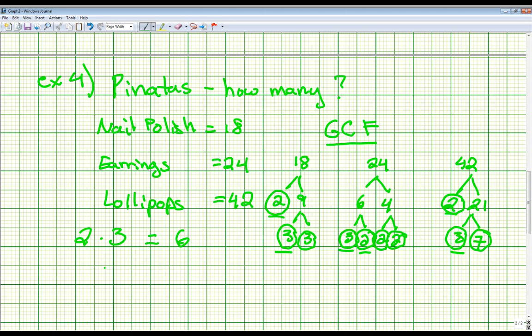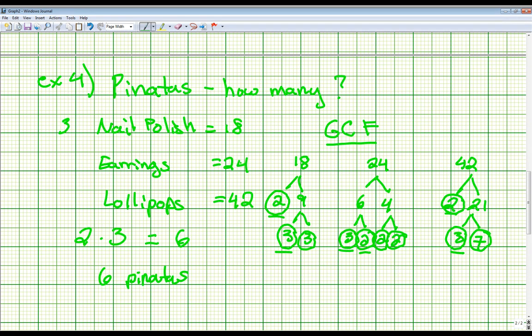That means I can make 6 piñatas if I want an equal amount of each of these items in there. So what does that mean for each item here? If I have 6 piñatas and there are 18 nail polishes, 18 divided by 6 piñatas, that would be 3 nail polishes in each piñata.